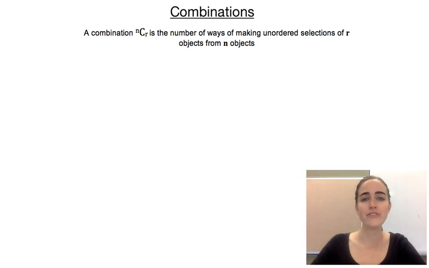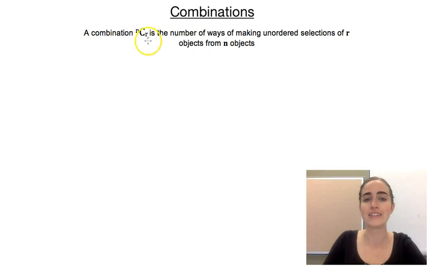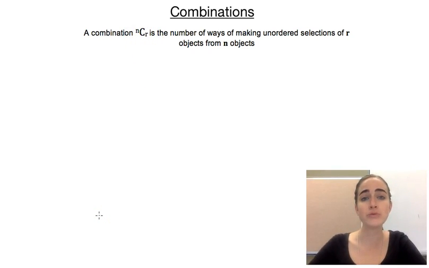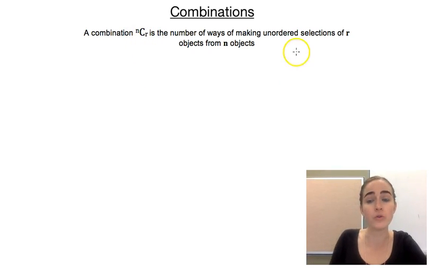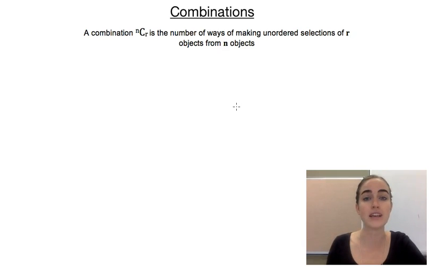In this video, I want to have a look at combinations. A combination, written as nCr, is the number of ways that we can make unordered selections of r objects from n objects. We've already been looking at permutations, and the important difference is that combinations are when order doesn't matter, so we're making unordered selections, whereas with permutations, order did matter. So let's have a look at the difference between those two things.